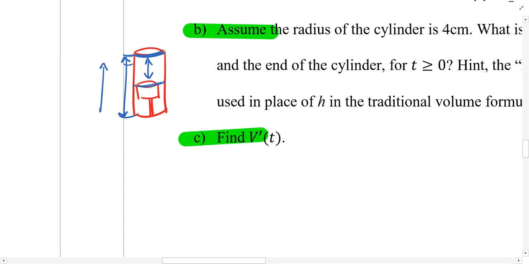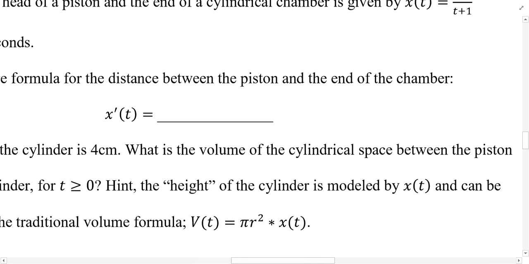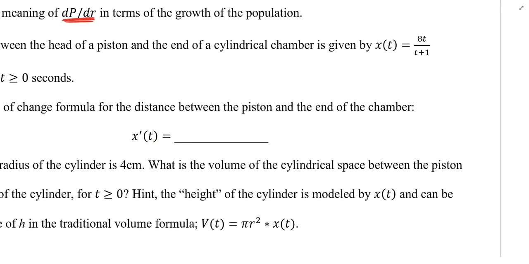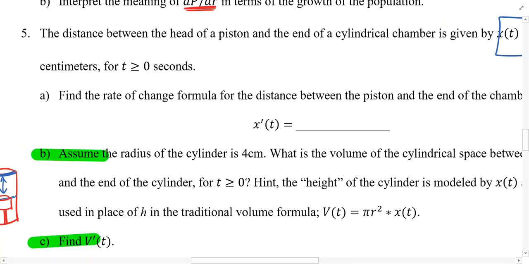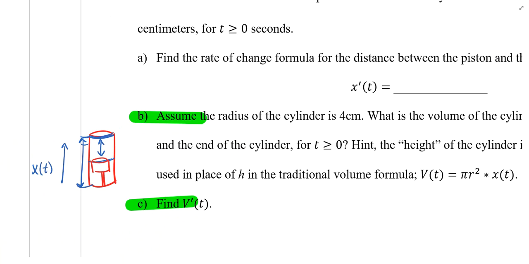Well, the height or the position of this piston is based on a function relative to time. So x of t. And that's what the original part of the problem was describing. Here is the position of that piston over time. When we calculate the derivative of that piston, we're calculating the rate, or how fast that piston is moving.